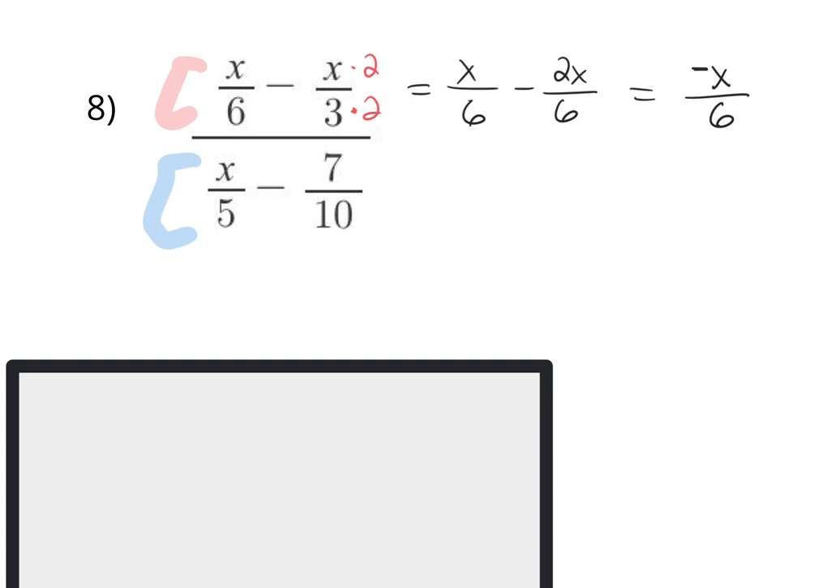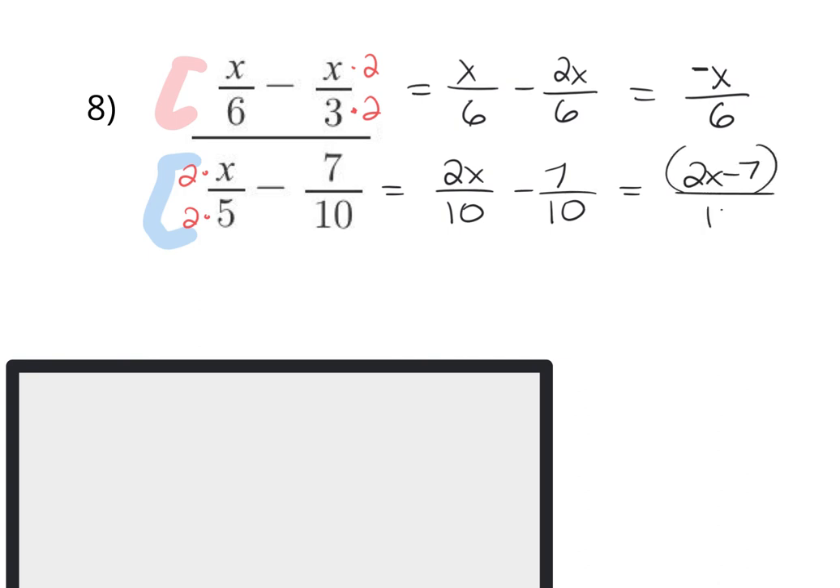5 and 10 can both get to be 10, right? I can multiply my 5 by 2 to make it 10. That means I have to multiply that x by 2 as well. Now this one, 2x minus 7, the best I can write it is 2x minus 7. I'll even throw parentheses around it to show that it's together. It's a binomial. It's going to stay that way for now. Bring my big division over. This is our numerator. This is our denominator.